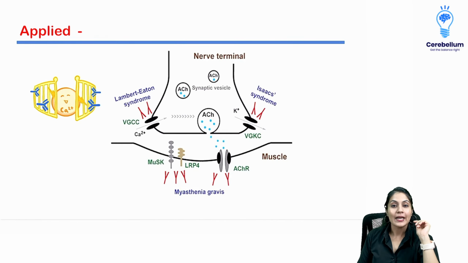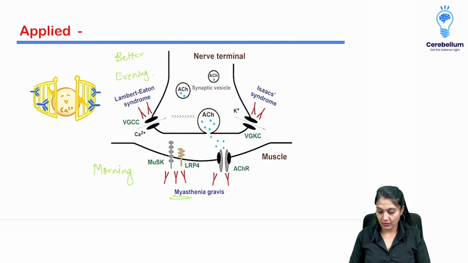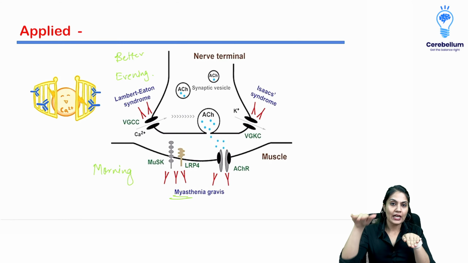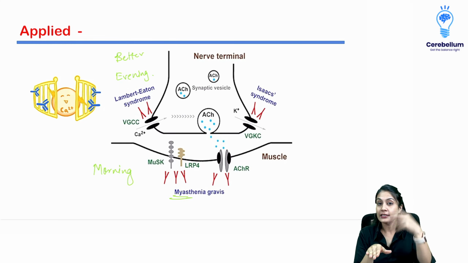Okay, now coming to the applied aspect of it, what is the applied aspect? Please remember there are two diseases. First is Lambert-Eaton syndrome. What is Lambert-Eaton syndrome? Please remember over here, the patient will feel better in the evening, and the patient of myasthenia gravis is going to be better in the morning. Let's get this concept here only: if the concentration of, let's say, calcium is higher, the calcium is going to win. But if the concentration of antibodies is higher, they are going to win.